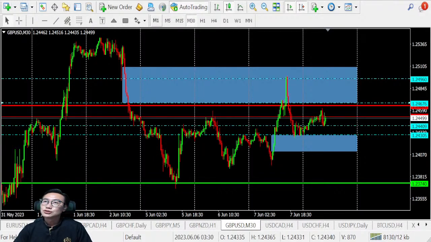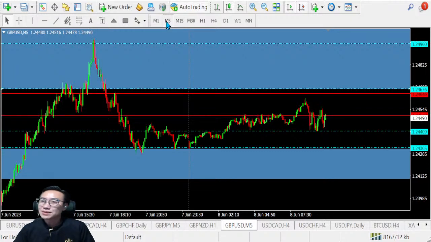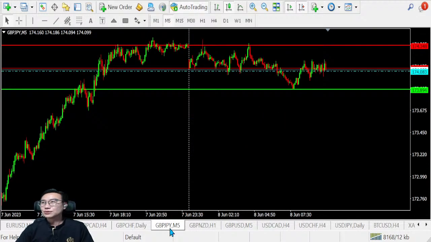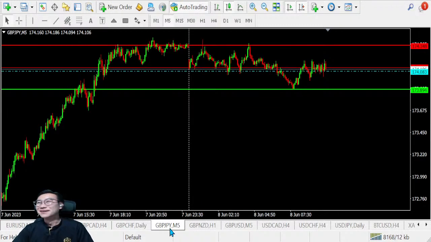Okay, so for now, it looks like we are going to be stuck here. All right, pound yen, let's take a look. Since the pound dollar is boring, let's take a look at pound yen. Seems like it's also the same, huh? Okay, not much difference here.